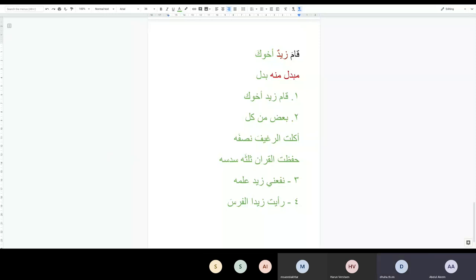There's a question saying, is there an easy way to determine if it's atf or jar? Yeah, we discussed that already, right? Atf and jar. We said we have to look at the meaning, if it is 'until' or 'or', and also the i'rab.